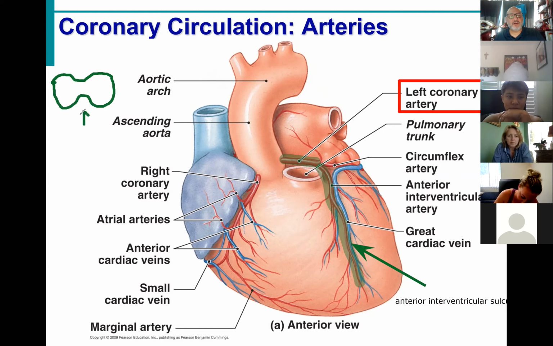There's the posterior interventricular sulcus, the anterior interventricular sulcus, and between them is the big wall, the septum, that divides the two ventricles in half. So again, septum and sulcus are not the same thing. The interventricular septum is the muscular wall between the ventricles. The interventricular sulci, anterior and posterior, are the indentations on the surface.